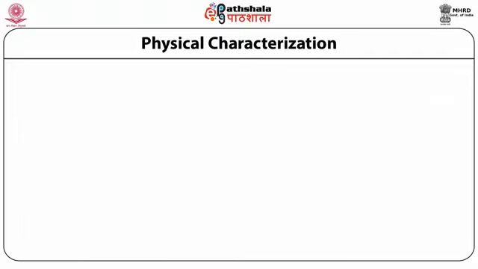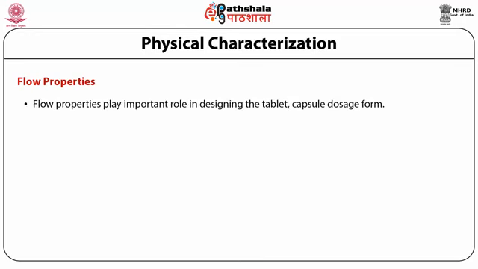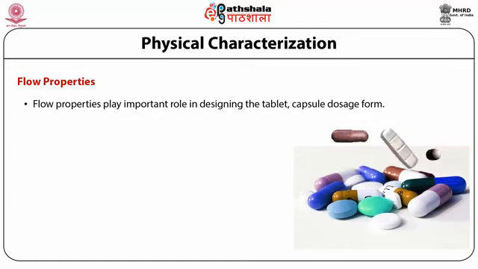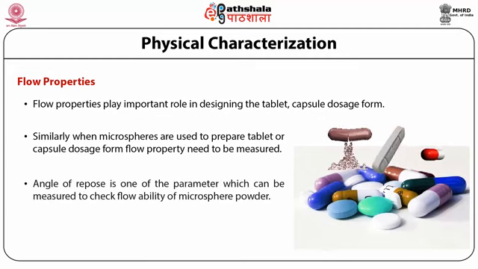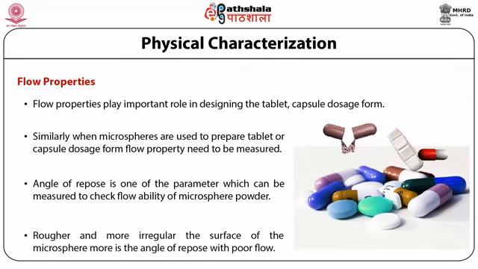Physical characterization. Another parameter is flow properties. Flow properties play important role in designing the tablet, capsule and other dosage forms. Similarly, when microspheres are used to prepare tablet or capsule dosage form, flow properties need to be measured. Angle of repose is one of the parameters which can be measured to check flowability of microspheres. The rougher and more irregular the surface of microsphere, the more is the angle of repose with poor flow.